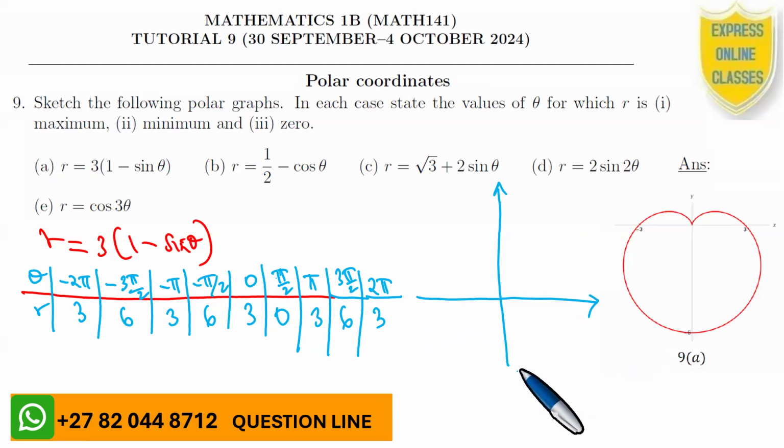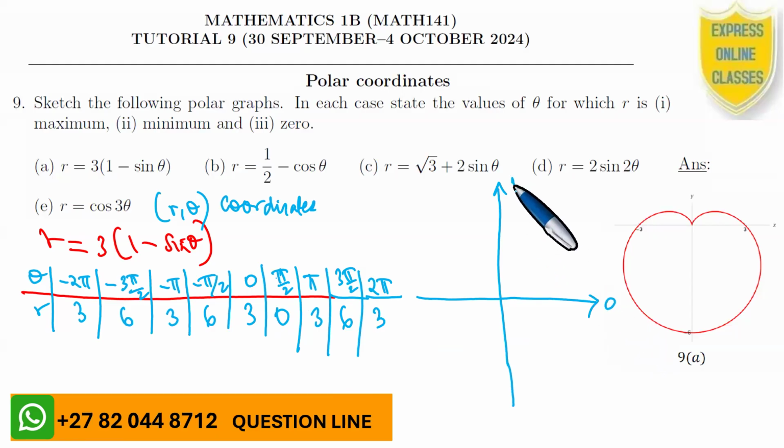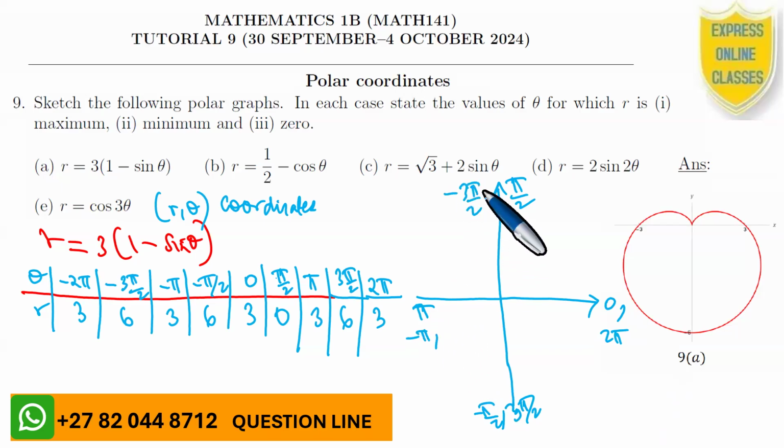Let us sketch this one and see what we've got. Like we did before, we're dealing with r theta coordinates. We have 0, pi over 2 radians, pi, 3 pi over 2, then 2 pi. But you can also go clockwise: minus pi over 2, minus pi, minus 3 pi over 2, minus 2 pi.